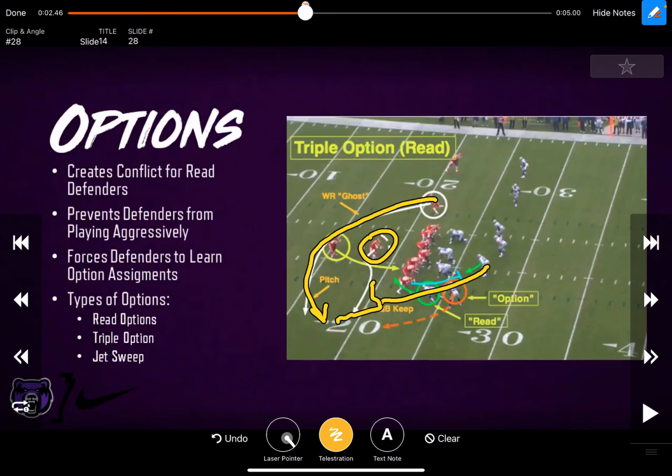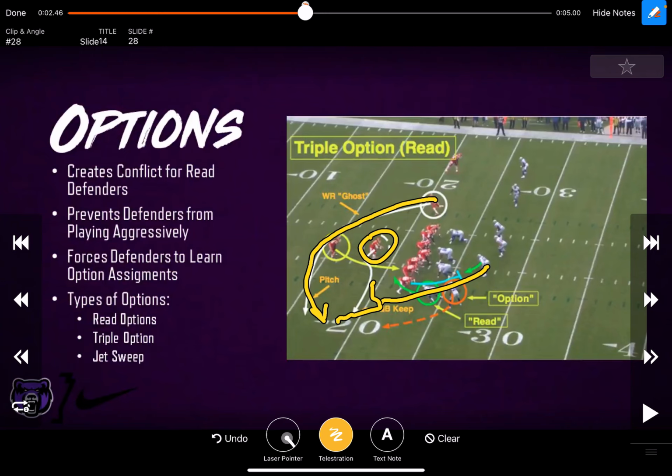It forces them to teach more during the week. And the more you have to learn, the more you have to think out there on the field, with as fast as things happen in college and professional football, the more likely you are to not get there when you need to be there to make a play. So there's different kinds of options. There's read options, which we'll get into, and there's triple options, and there's jet sweeps. We'll get into that, but we won't see a clip of it. But basically, you're just reading a linebacker.